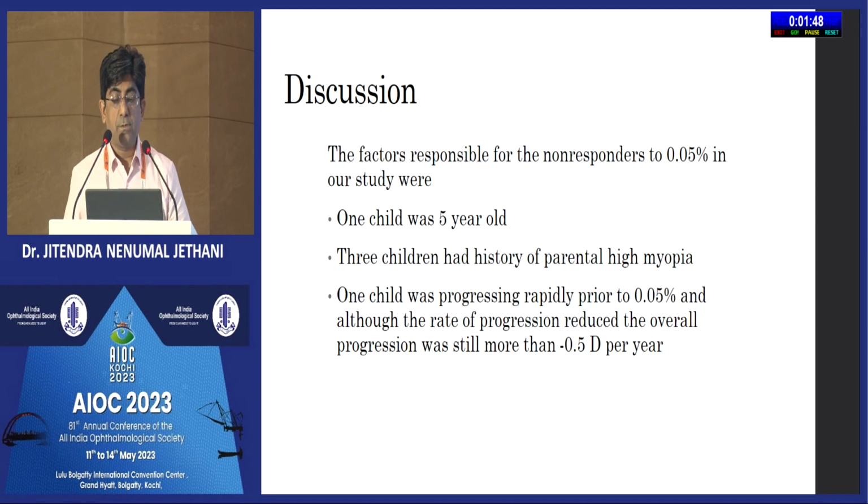The factors responsible in the 4 children: one of the children was very young, a 5-year-old. 3 children had a parental history of high myopia, and out of these 3, one child was progressing rapidly prior to 0.05%. The rate of progression did reduce with 0.05%, but it was still more than 0.5, and so we still kept him as a non-responder to 0.05%.